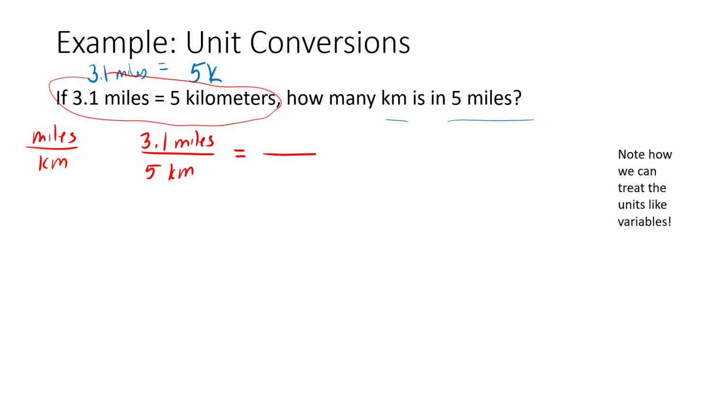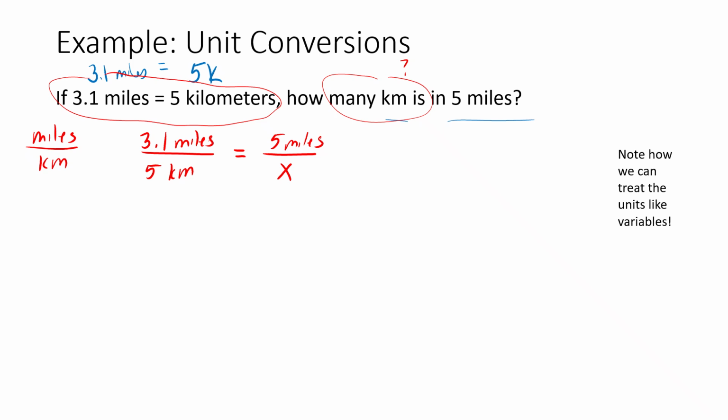Now, this is where you can't just change your mind. How many kilometers? So my unknown is the kilometers. So I decided I was going to put kilometers on the bottom. How many kilometers? That's the thing I don't know. That's where we'll put our X. And we decided to put miles on the top. And here we have 5 miles. And so we'll put 5 miles on the top like that. And that sets up our proportion.